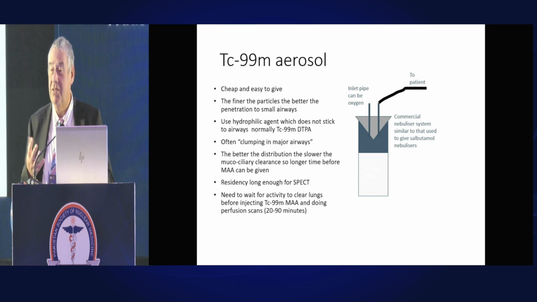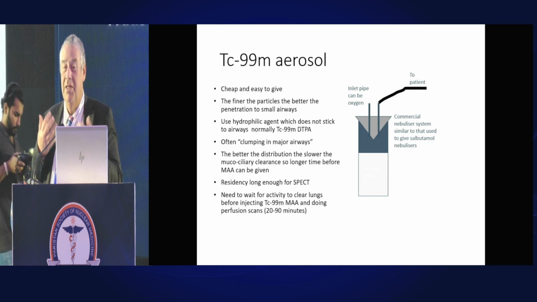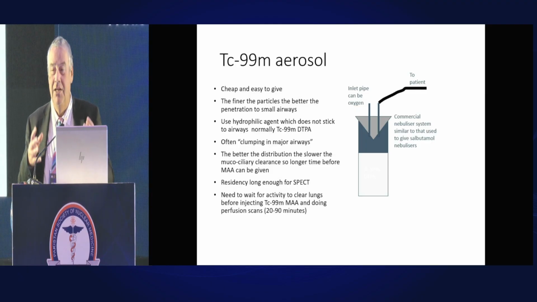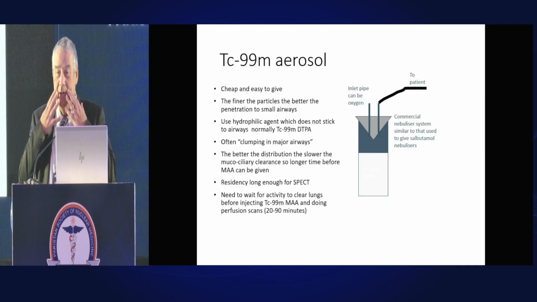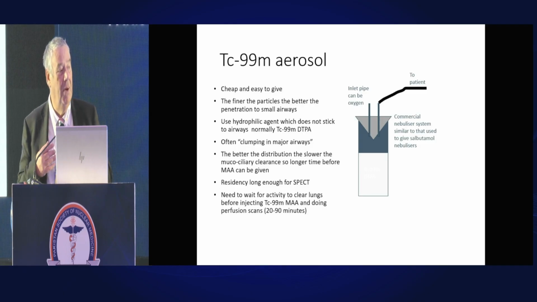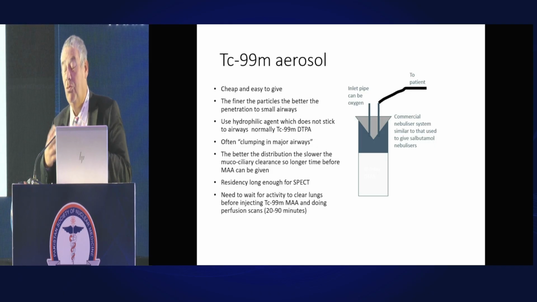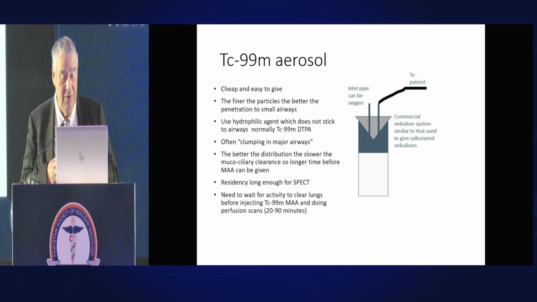Now, there are some complications because what you're breathing in is radioactive, so there needs to be some additional stuff around in terms of shielding and trying to make sure that the mask fits closely to the patient so they don't spew radioactive DTPA all over the room, and more importantly, the gamma camera in some ways.